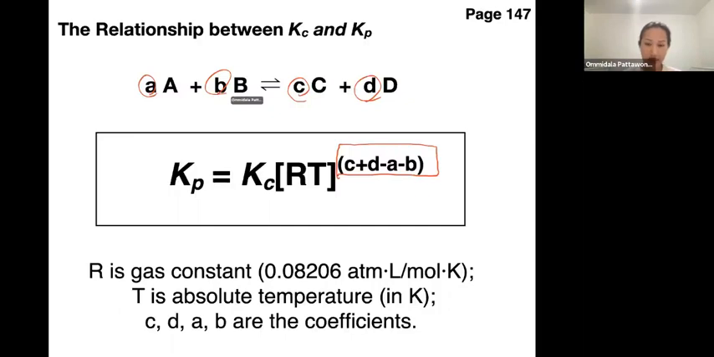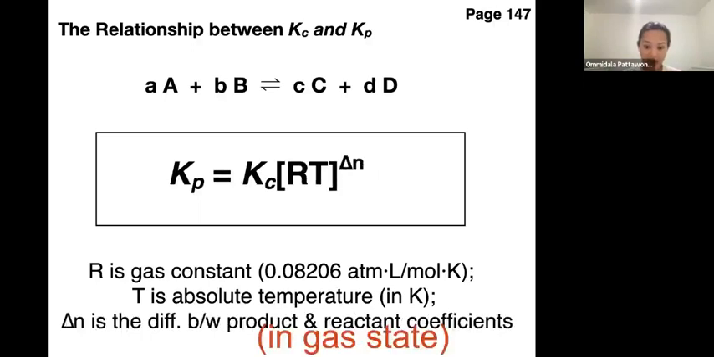Okay, so in this case, because Kp is involved with pressure, only the reaction that involves gas is going to be able to use this Kp expression. So it's only the gas state. Note that delta N here is the same as what I mentioned before. It's pretty much the coefficient of the product minus the coefficient of the reactant. So that's where the delta N comes from.